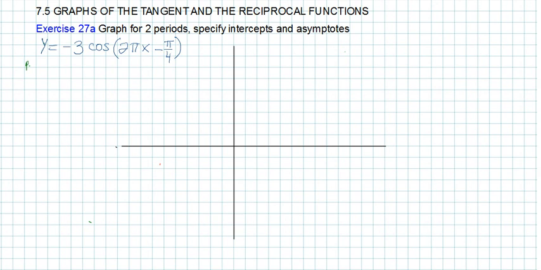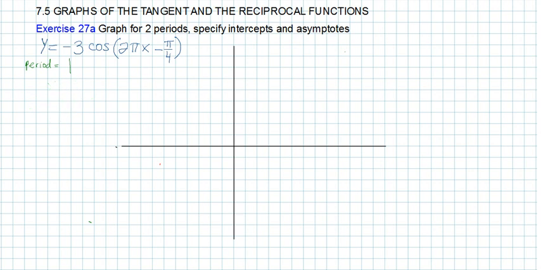The period is equal to, well, if we had cosine of x, the period would be 2 pi. But we don't have x, we have 2 pi x. So that's still equal to 2 pi. So you got 2 pi on both sides, so the answer is x equals 1. So the period is equal to 1.